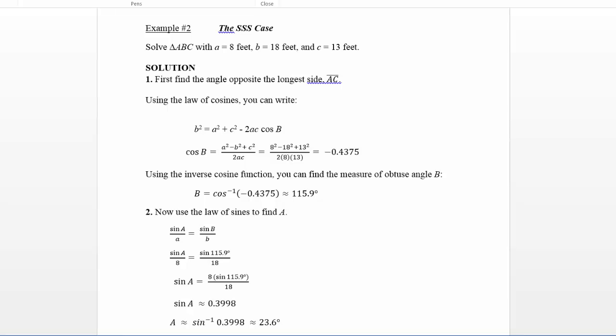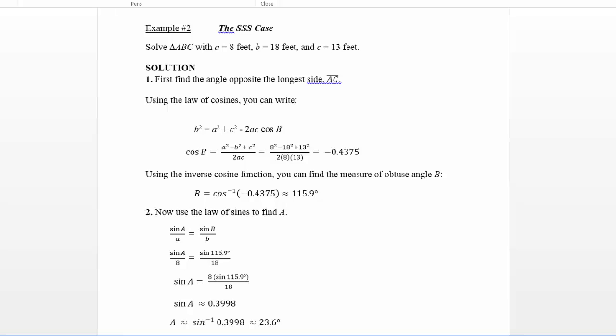Now, the reason we suggest this is because you can get some false solutions when solving for the other ones, and it can cause some problems with your total solution for the triangle. So always use the longest side to dictate which law of cosines you should use.